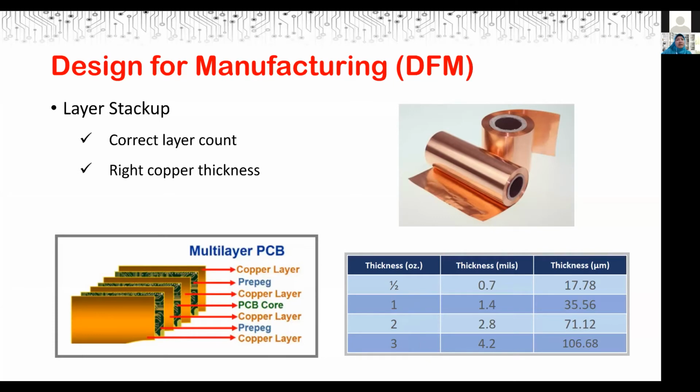So normal trace routing usually requires half to 1 ounce, and 2 and 3 ounce are usually reserved for high power design or even design with high current. So for PCB thickness, the total PCB thickness inclusive of your pre-preg and your core material ranges from 0.8 mm to 1.6 mm. So you need to find the right copper thickness for your product.